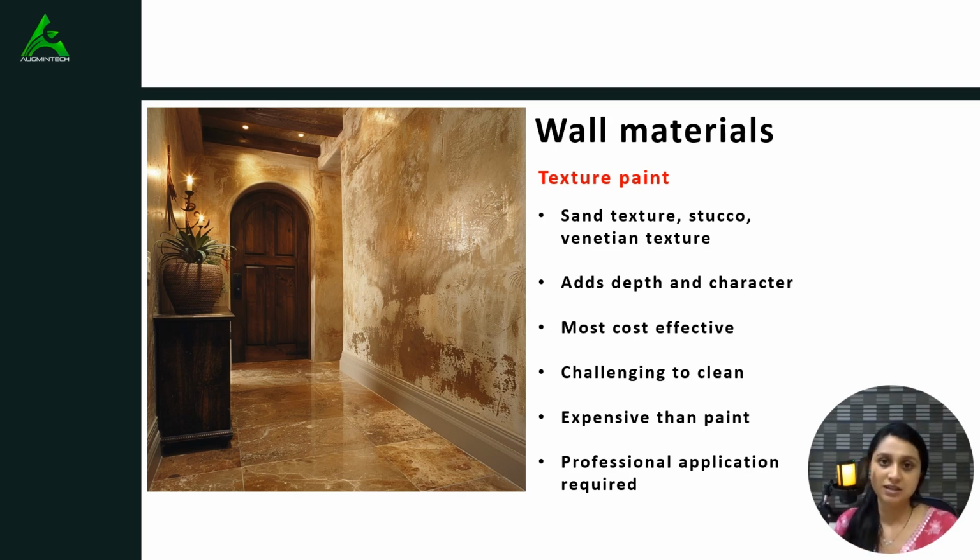What texture paint does is it adds a lot of depth and character to the space. Let's say you want to create a cement texture on your walls. Once you do a cement texture, you will get the feeling of a raw industrial theme, right? So by just doing a texture paint, you will achieve the theme of your choice. That is the reason I'm saying this is a very important material to know about. Also, it is very cost effective because essentially you are just using paint, but with a different technique.